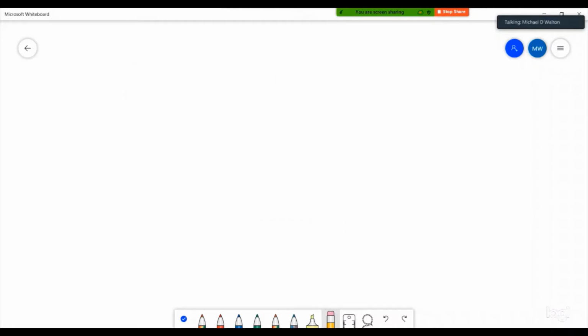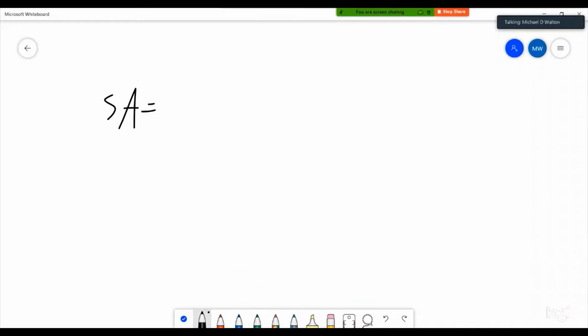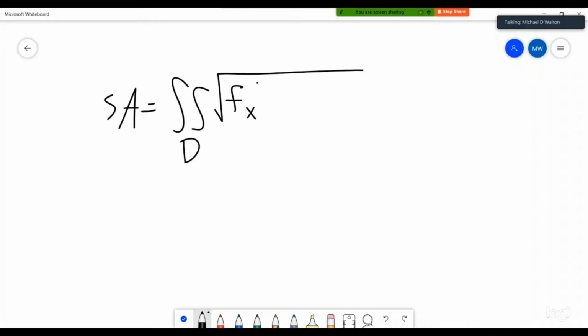So for surface area, the general rule is that you can always find the surface area by doing the double integral over some domain of the square root of the derivative of f with respect to x squared plus the derivative of f with respect to y squared plus 1, times dA. So this is your general form for surface area.